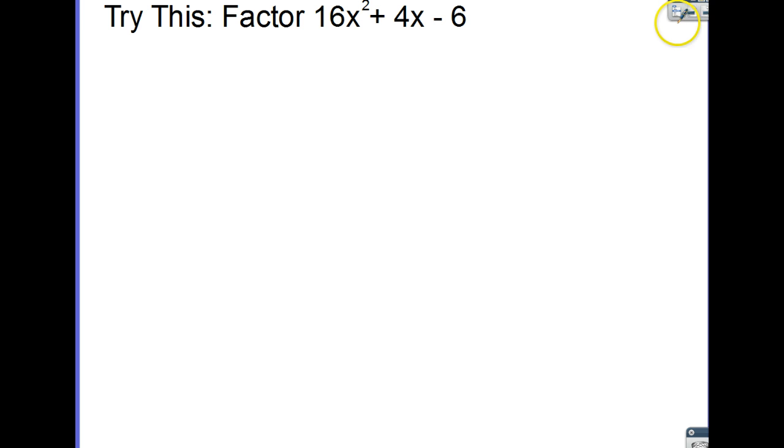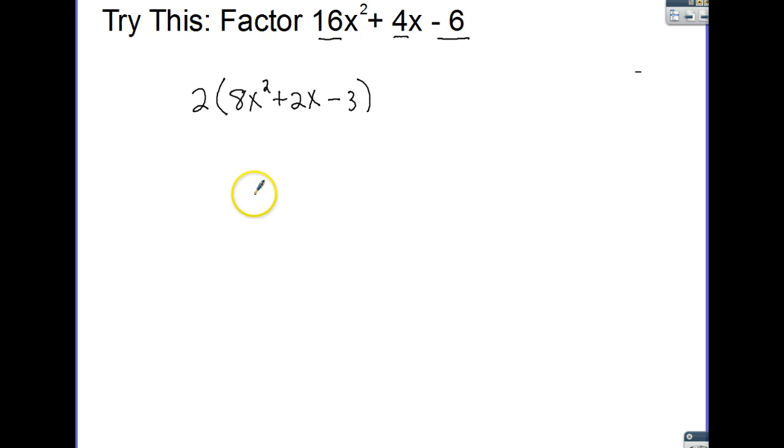Factor this. Now, one of the steps that we should have been doing from the start that I haven't mentioned is that you always have to take out a common factor first. So let me remind you before you get started on this problem that that's something we should be checking every time. So let me stop the video. Okay, so hopefully you noticed that each of these numbers had a factor of 2 in it. So we can take the 2 out, and we have to take it out. That's going to leave us with 8x squared plus 2x minus 3.